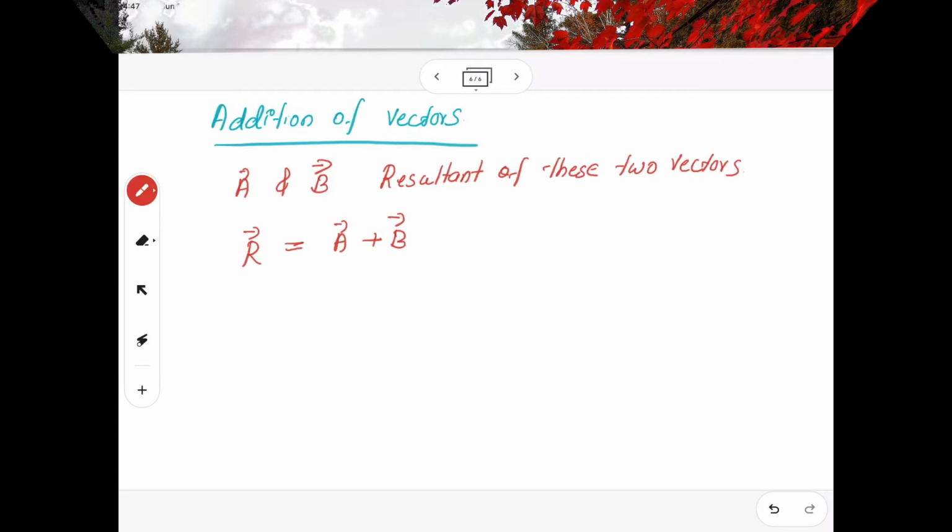So what is the physical significance when you add vector A and vector B together? It is nothing, we are just adding their magnitudes, and the direction will depend upon the direction of the original vectors. Let me consider an example.